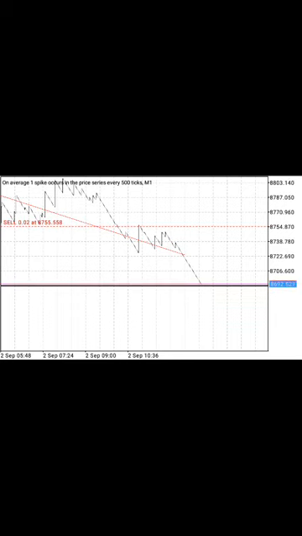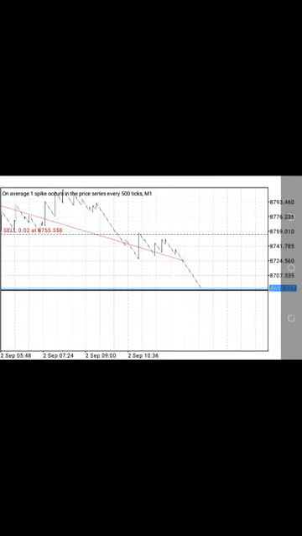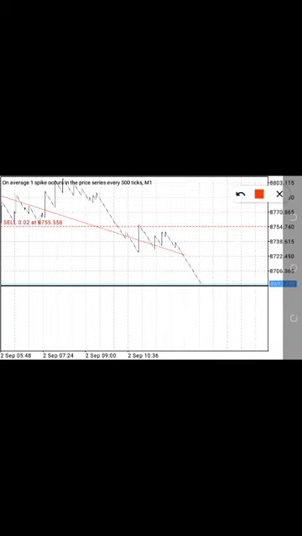We have uptrend, downtrend, and then the next one we can consider is a range or a flat, or people call it a consolidation. Now, when the market is on an uptrend, I always advise people to look for buy opportunities, and if the market is on a downtrend, I always advise people to look for sell opportunities.